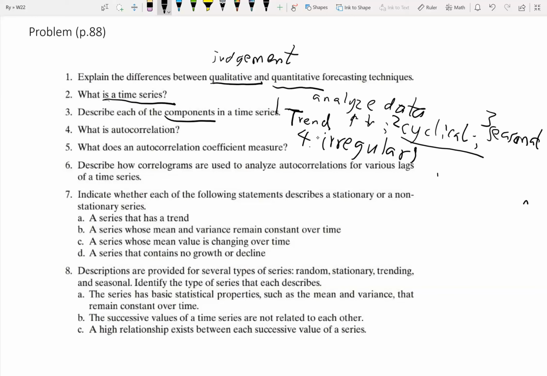Question 5. What does an autocorrelation coefficient measure? Measure what? What does this measure? It measures the extent to which one variable is related to its lags. The bigger the value, the more related they are. Okay.